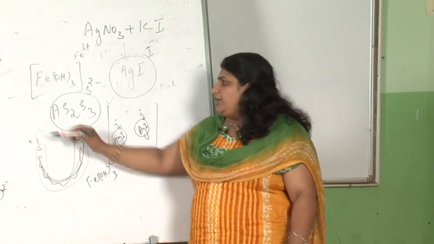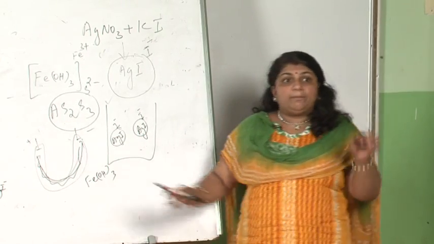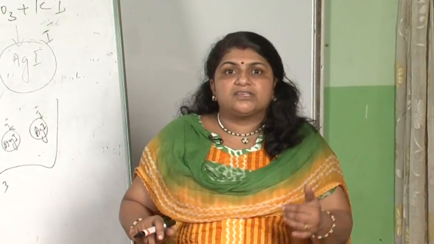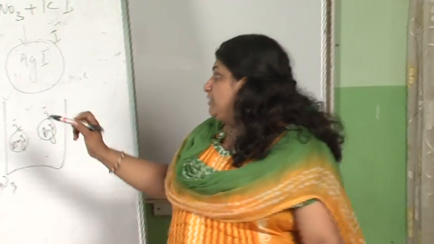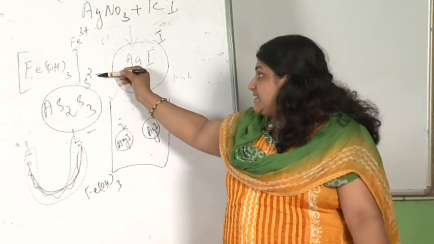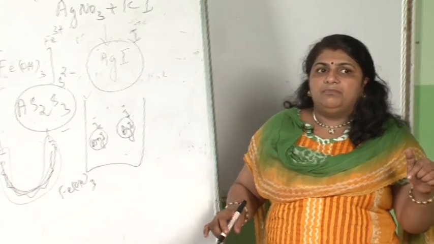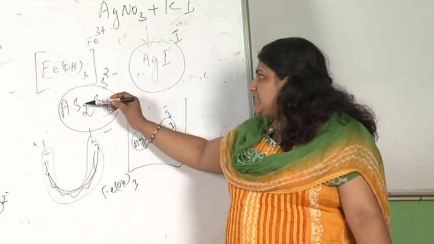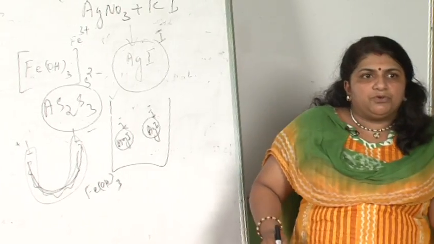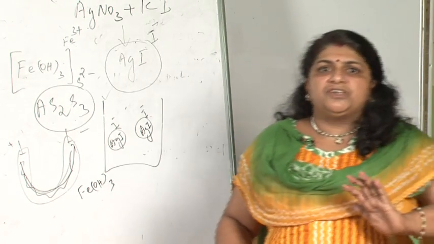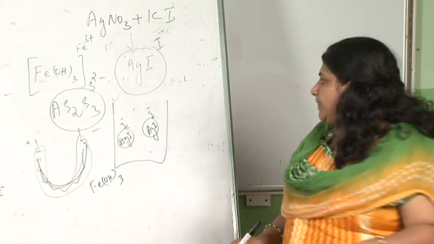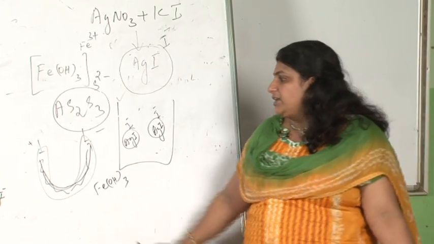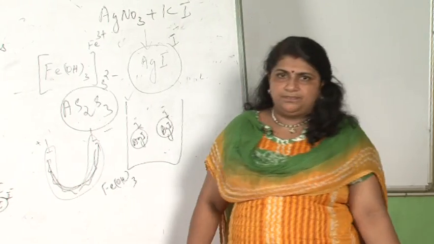The movement of colloidal particles towards the oppositely charged electrode under the influence of an electric field is called electrophoresis. If it was arsenous sulfide sol, which is negatively charged, it would have been moving towards which electrode? The positive electrode. Means depending upon the charge on the colloid, it will be either moving towards a positive electrode or moving towards a negative electrode. That movement of colloidal particles under the influence of an electric field is called electrophoresis.